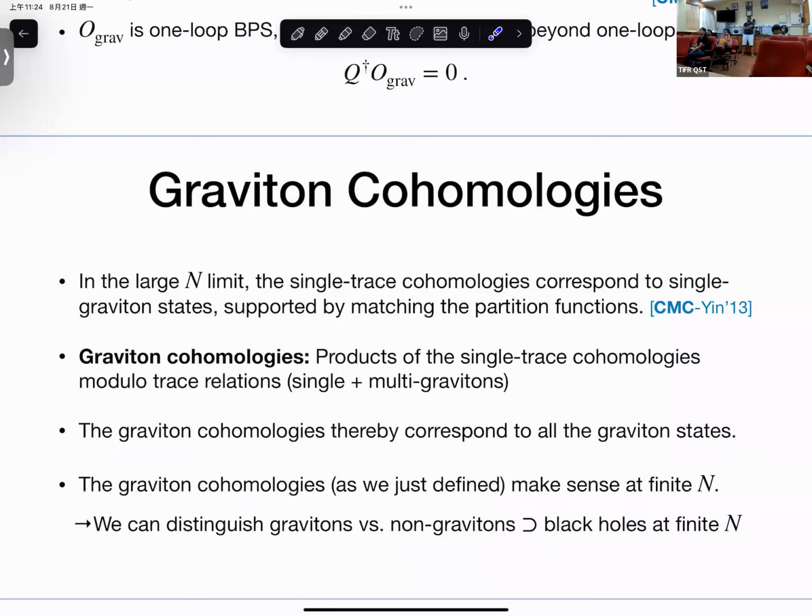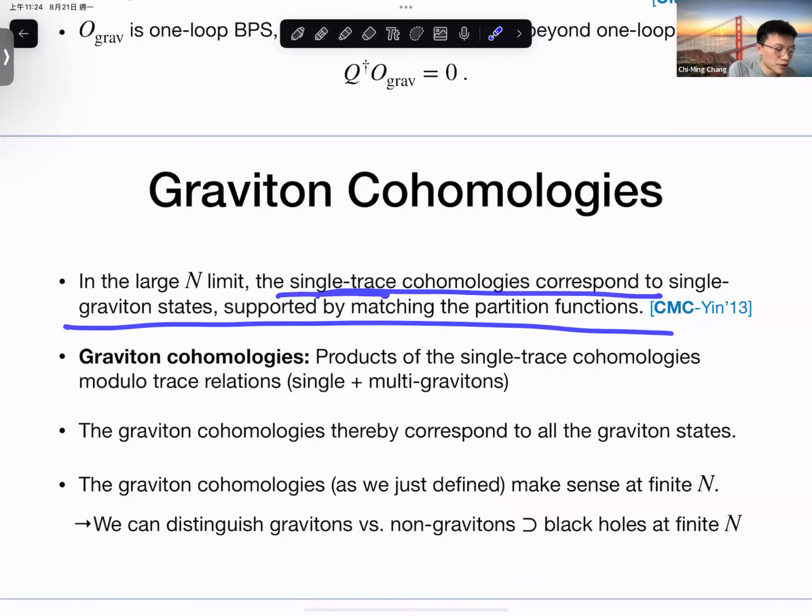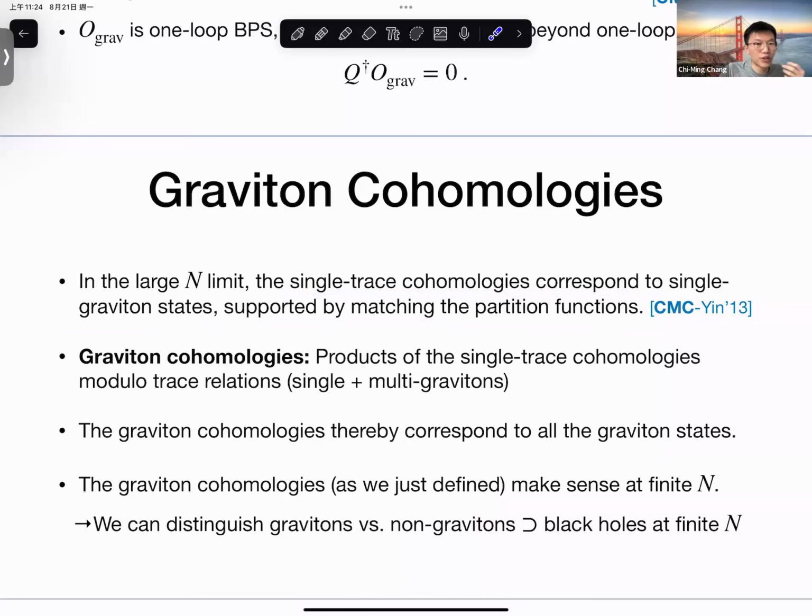Yeah, can you elaborate on your extension to finite N? Okay, so first, by our argument, at infinite N the single trace cohomology matches with the single graviton states. And the products of single trace cohomology, sorry, you shouldn't say multi-trace cohomology, just products of single trace cohomology, that's what we call graviton cohomologies, match with the multi-graviton states at infinite N. By our definition, graviton cohomology makes sense at finite N, because first the single trace cohomology makes sense at finite N. We just forget about trace relations and always work with single trace, and the graviton cohomologies are just products of single trace cohomology, so that also makes sense at finite N. So with this we have an extension of what we mean by graviton at finite N, and then we can talk about whether a cohomology class is a graviton cohomology or not. That's our way to distinguish a graviton from something potentially being a black hole at finite N.